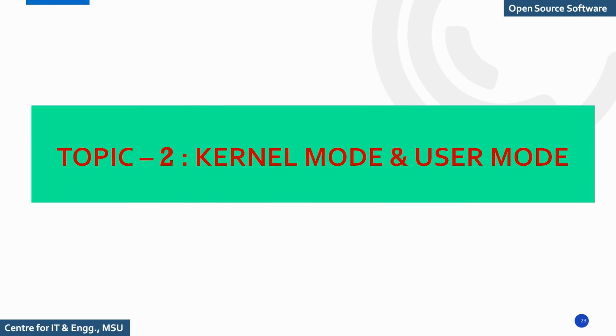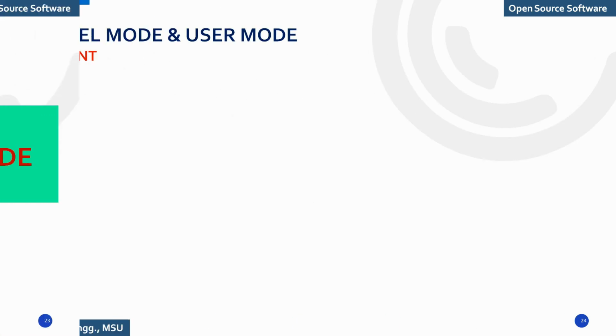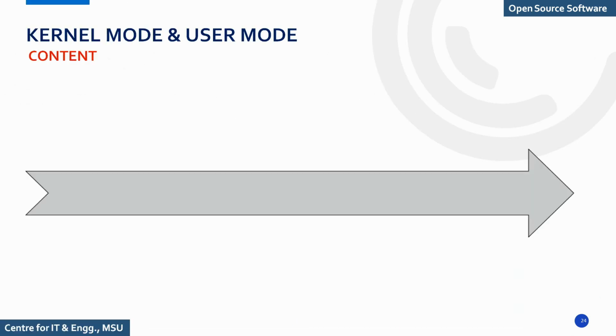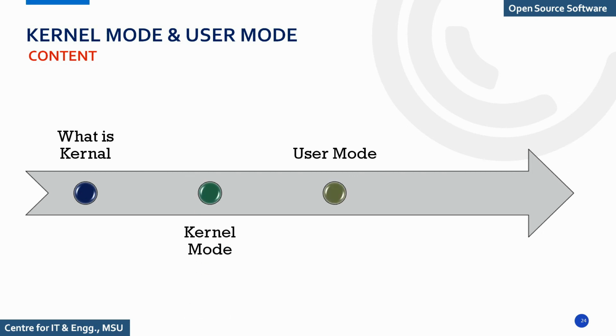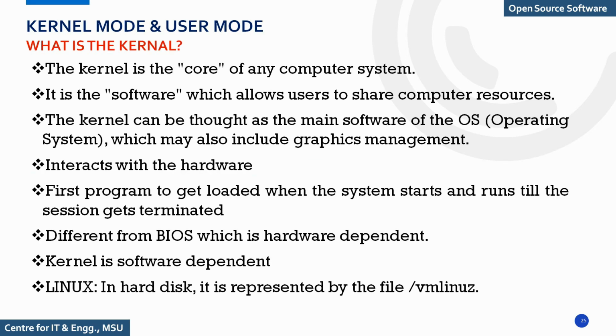The next topic is kernel mode and user mode of Linux. The topics that we are going to see are what is kernel, the kernel mode, then the user mode, and the difference between user and kernel modes. Now, first of all, we need to know what is kernel. Kernel is the core of any computer system. It's software which allows the users to share computer resources.